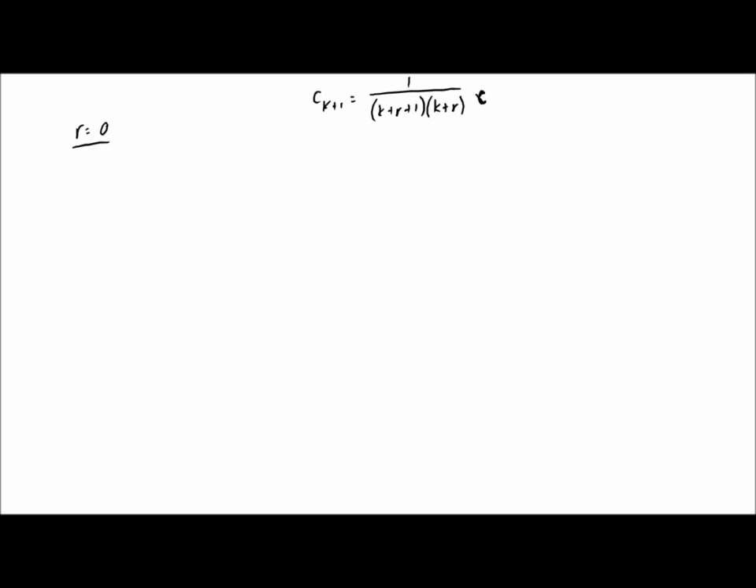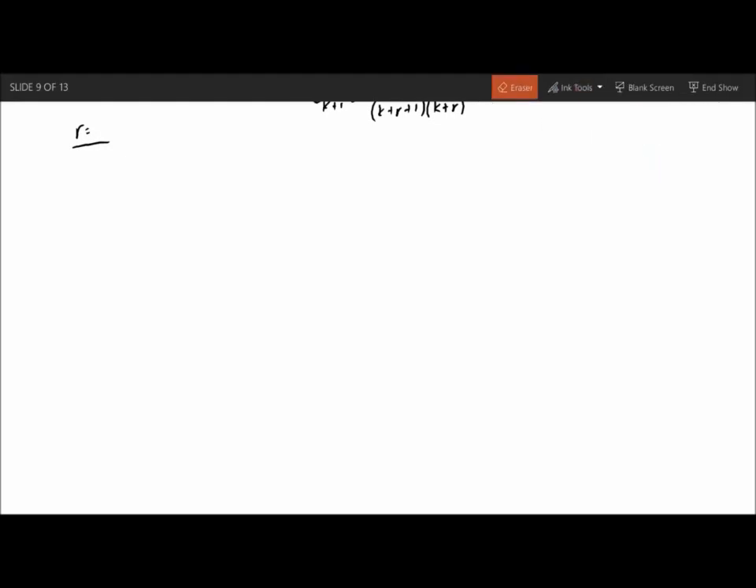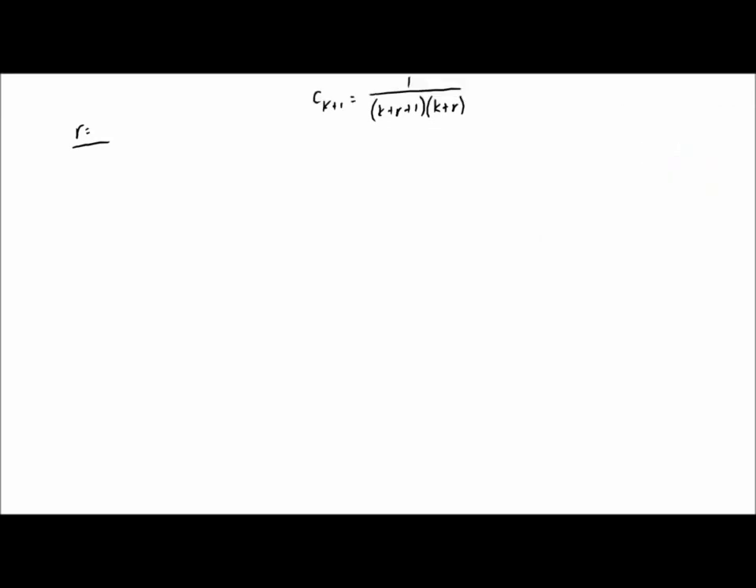Times c_k. And actually, I take it back. I'm going to do the other one first. I'm going to do r equals 1 first. So when r is equal to 1, this becomes c_{k+1} equals 1 over (k + 1) times k times c_k.